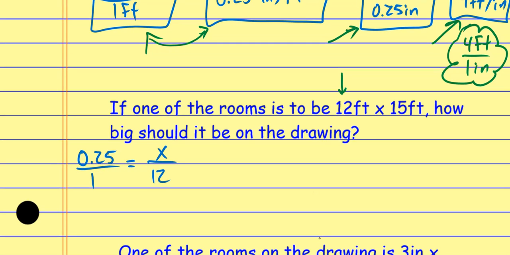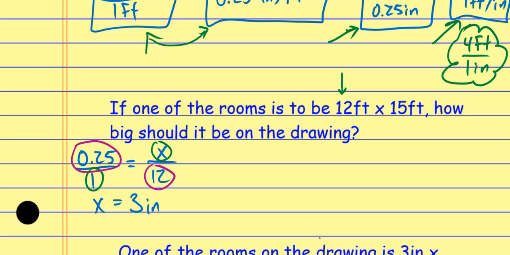And notice I have to do one of these at a time. I'm doing the 12 first. Next I'll do the 15. But now I cross multiply. X times 1 is an X. And then using my calculator, 0.25 times the 12 is a 3. And that's 3 inches. 3 inches on the drawing, okay?